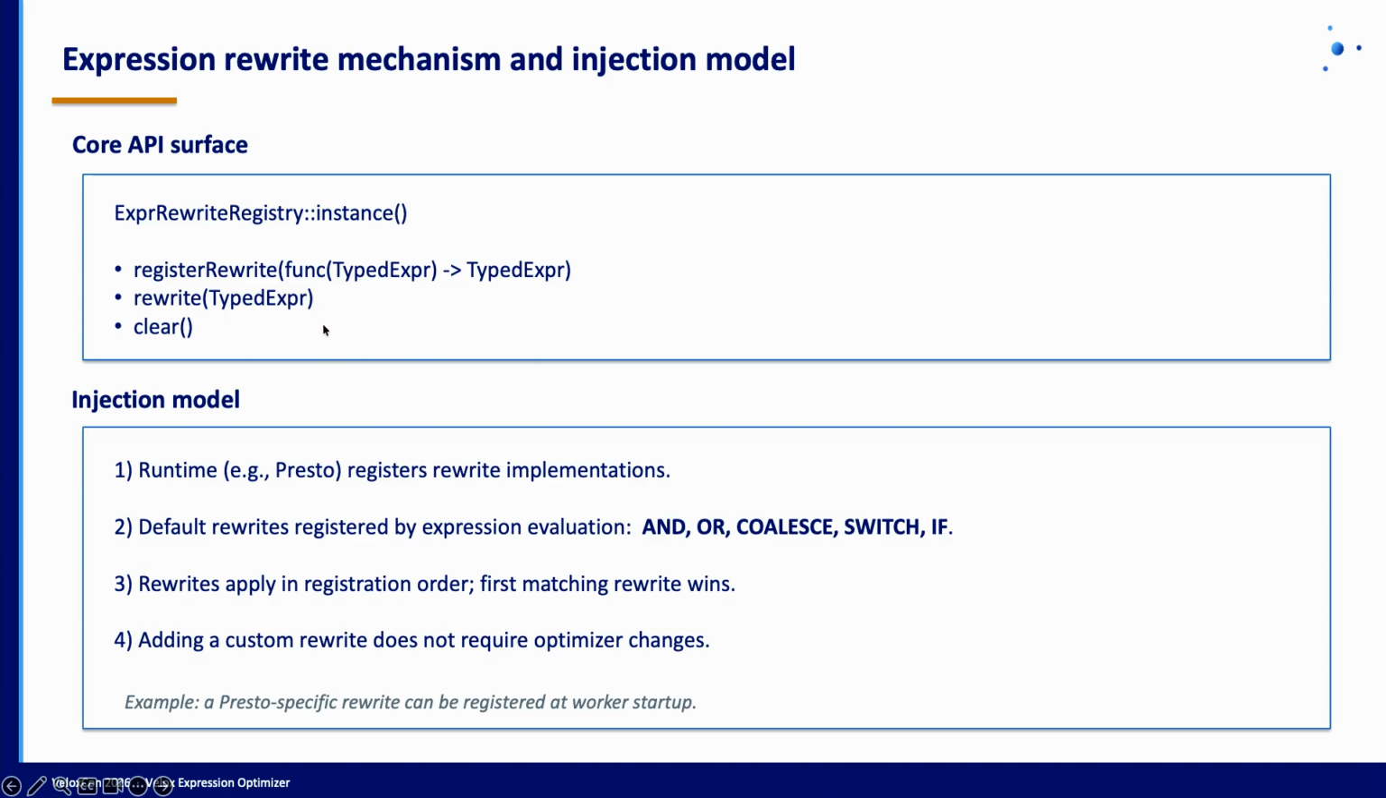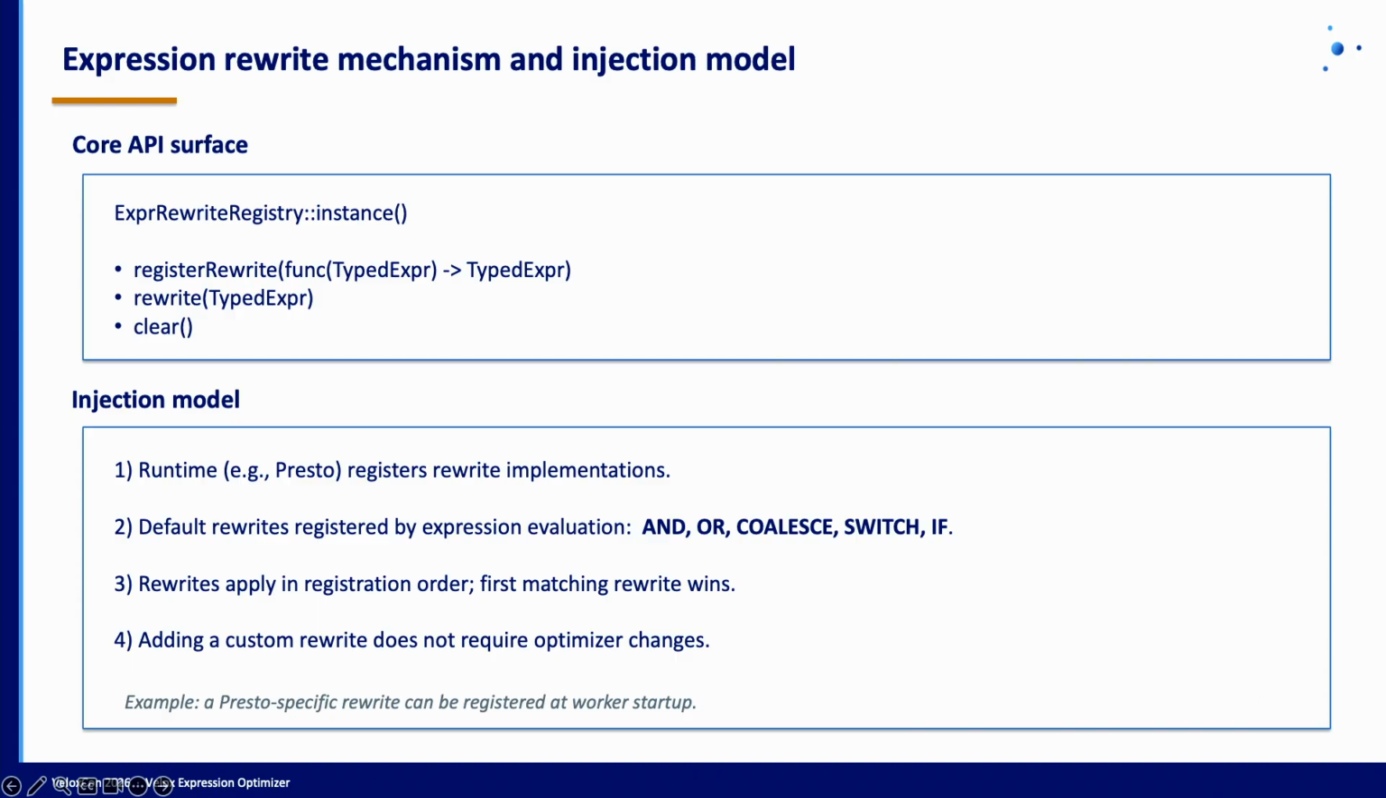After that, you have the rewrite API, which is essentially going to iterate over all of the rewrites that you have registered, and then it tries to apply them in the order in which they were registered. So rewrite is either going to return a transformed expression or a null pointer if the conditions of the rewrite were not met. And once a matching rewrite is found, you just stop there and return the rewritten expression. And clear allows you to clear all the rewrites from the registry.